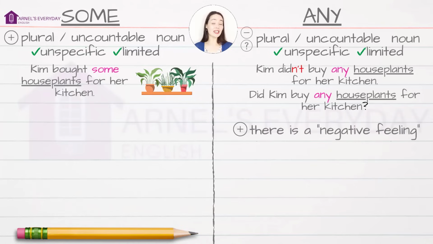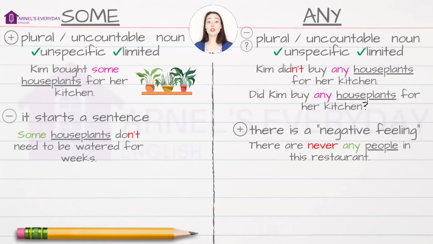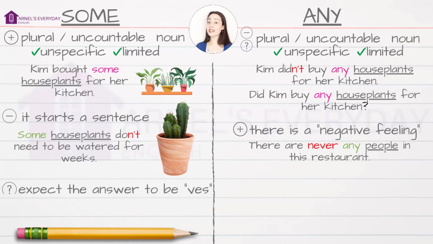We can use any in a positive structure if there's that negative feeling. There are never any people in this restaurant. And some can be used in a negative structure if it starts a sentence. Some houseplants don't need to be watered for weeks, like a cactus. Some can be used in questions if we expect the answer to be yes. Can I give you some advice?